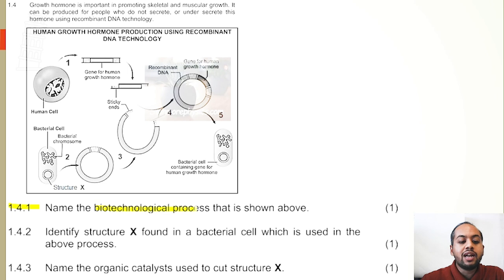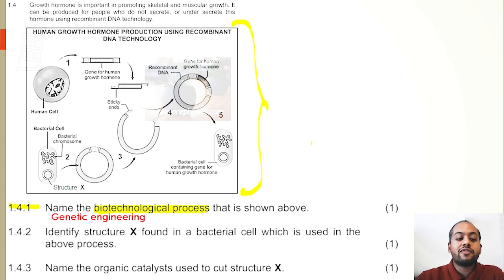1.4.1 says name the biotechnological process shown in the diagram above. This biotechnological process is obviously going to be referred to as genetic engineering. 1.4.2 says identify structure X found in a bacterial cell which is used in the above process. Structure X in the bacterial cell that you are removing here is referred to as the plasmid.